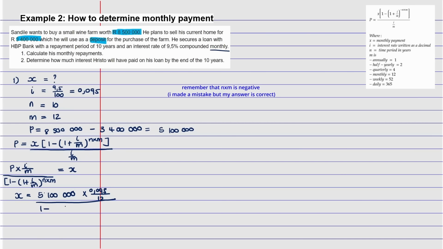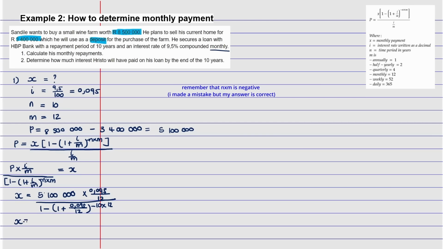It's going to be 1 minus, then 1 plus, then 0.095, and that's going to be divided by 12, and to the power negative. Remember the fact that this is negative from here. Don't forget the negative. So it's going to be negative 10 multiplied by 12. Paste this into the calculator.